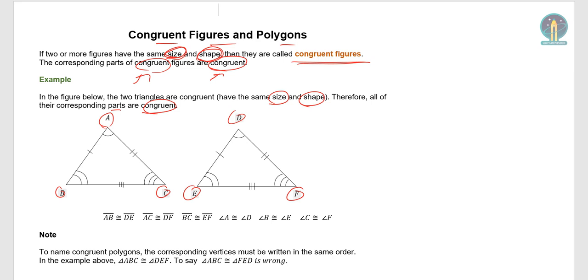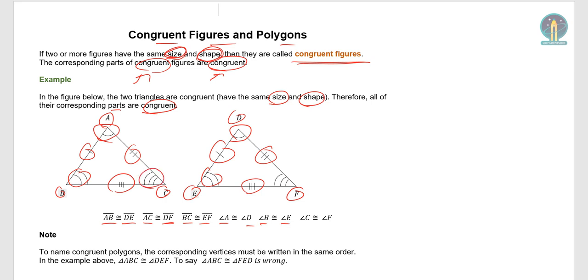So segment AB here, right? This segment is congruent to segment DE. Segment AC, which is this one, double dashes, is congruent to segment DF, this one. Segment BC, this one, is congruent to segment EF, this one. Okay. Same for angles. Angle A is congruent to angle D. Angle B, which is this one, is congruent to angle E. Angle C, which is this one, is congruent to angle F.